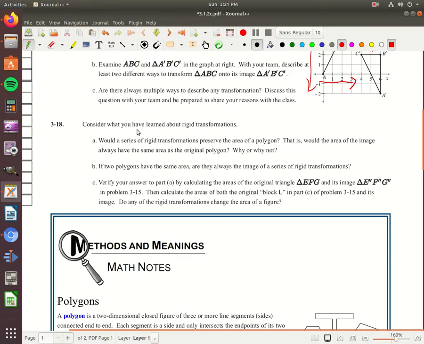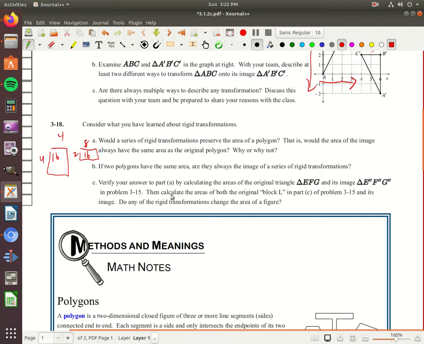All right, 318. Consider what you have learned about rigid transformations. Would a series of rigid transformations preserve the area of a polygon? Yeah, it's going to be the same shape, the same size. All right. If 2 polygons have the same area, are they always the image of a series of rotations? Well, no. Let's say that this is a 4 by 4. This has an area of 16. And let's say this rectangle is 2 by 8. This has an area of 16. And they're clearly not the same shape and same size. So I would say no there.